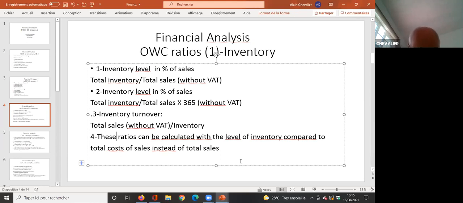You find it in the first line of your income statement. All these numbers without VAT. Be very careful. Sometimes we get sales with VAT included. It is without VAT. But for total inventory, there is no problem, because in the balance sheet, inventory is without any VAT. It is a percentage result. If inventory is 20, total sales is 100, you have 20%. It is 20% of sales. That means the value of the inventory as it is recorded in the balance sheet is equal to 20% of the sales level without VAT.